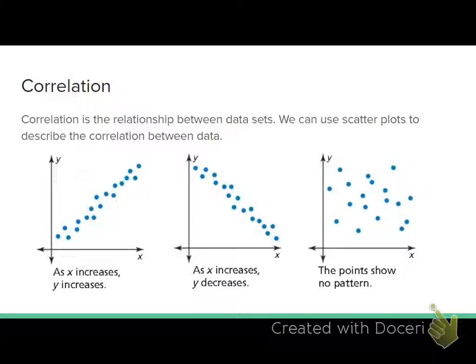The one in the middle, your negative correlation, shows that as x increases, y decreases. And for the last one where there's no correlation, the points show no pattern. So they're really just scattered all over the place. We can't see a trend in the data.